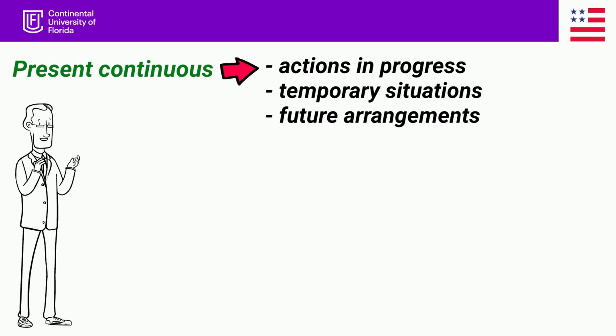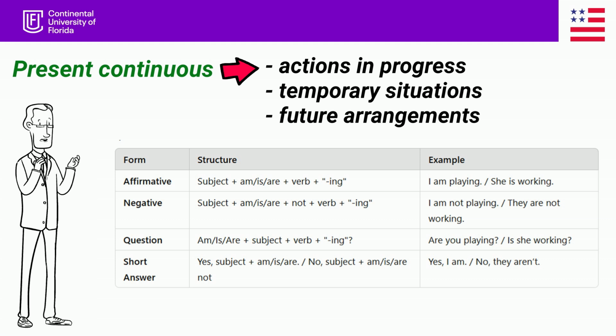To work with the present continuous in affirmative sentences, we use the verb be, am, is, or are, and the verb with ing form. In negative, we use the same verb be, but in negative form, adding not, and in questions, the order changes. The verb be goes at the beginning, then the subject, and the verb in ing form.